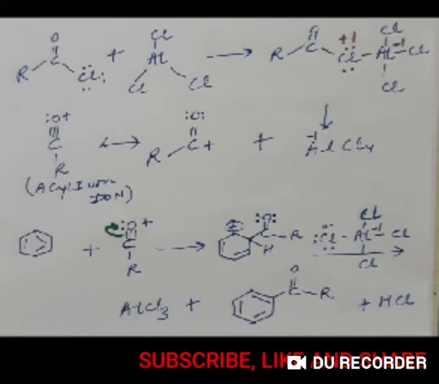So in the first step of the mechanism, acyl halides interact with aluminium trichloride in such a way that this type of an intermediate compound is formed. And why this compound formation can take place, that is because chlorine has an excess electron, 3 lone pairs of electrons, and aluminium has a vacant p orbital. So chlorine donates its electron to aluminium, resulting in a formation of a bond between both of them.